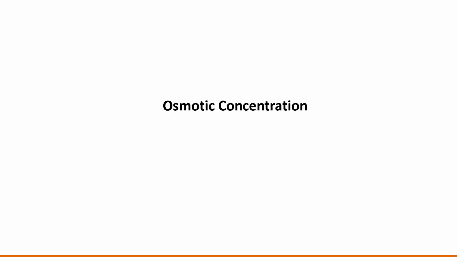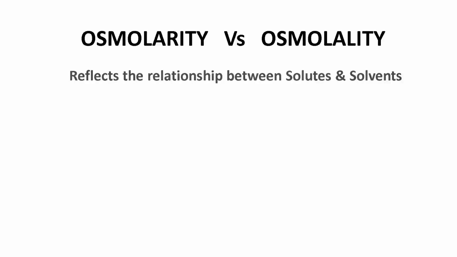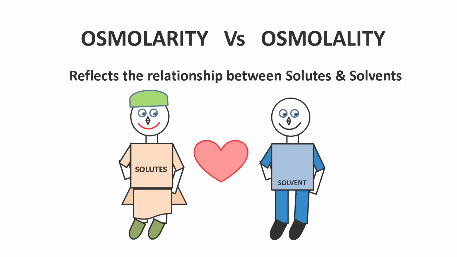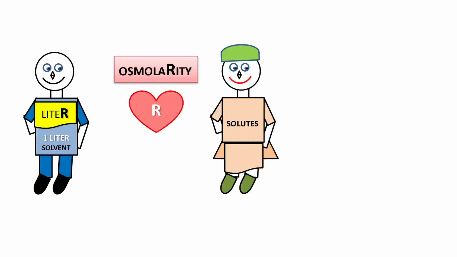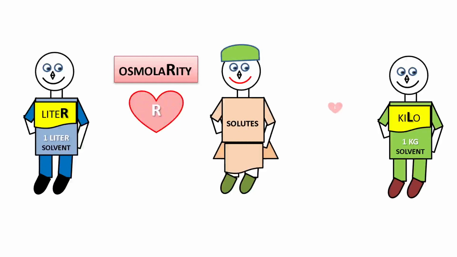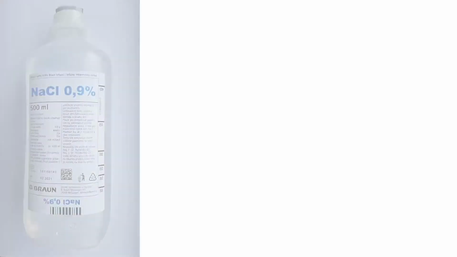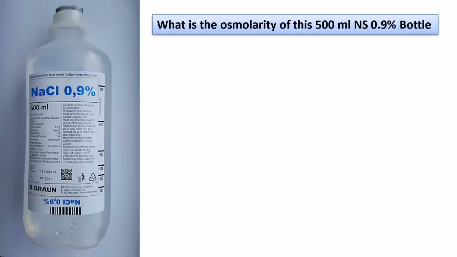So, osmotic concentration can be expressed as either osmolarity or osmolality. It reflects the relationship between the solutes and the solvents. Remember, osmolar means R, means liter. Osmolal means L, means kilo. Here, we have a 500 ml bottle of normal saline. The question is, how much is the osmolarity of this 500 ml bottle?